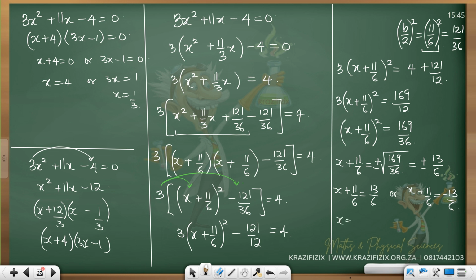Move that over to the other side. 13 minus 11 would give you 2 over 6, and 2 over 6 would give you 1 over 3. Or move that over there. That will give you negative 24 over 6, and that will give you negative 4. Check your answers. 1 over 3 or negative 4. Same story. Guys, please understand, examiners do ask people to complete the square.